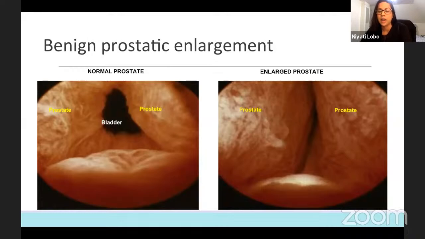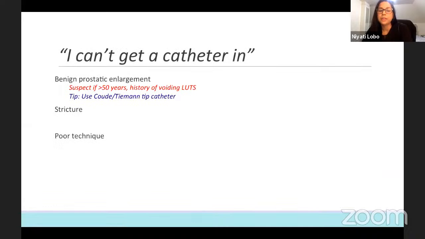And we have ways around this. So the first thing to do is suspect that you might be dealing with an obstructive prostate. So if you've got a gentleman over the age of 50, and they're telling you, yep, I'm up at night all the time passing urine, I have a poor flow, I dribble, I stop and start when I pee, I feel like I don't empty my bladder when I pee, then think, okay, this is someone that probably has an enlarged prostate. And the trick for this is to use a Coude or Tiemann tip catheter, and this will get you out of trouble almost all of the time.